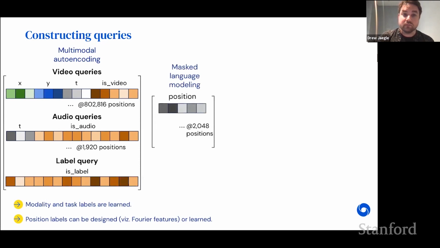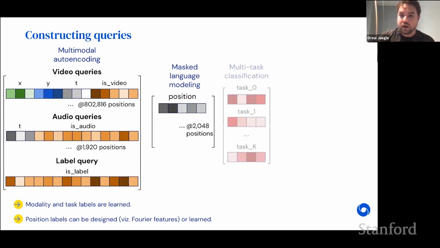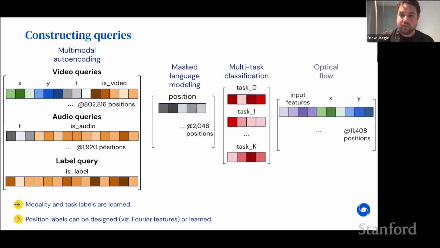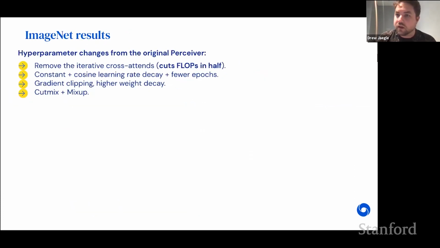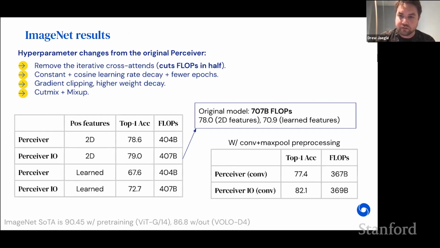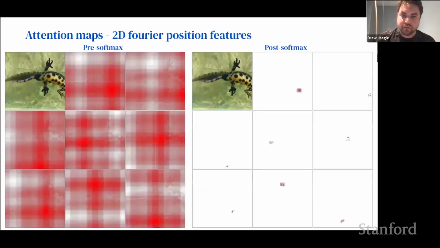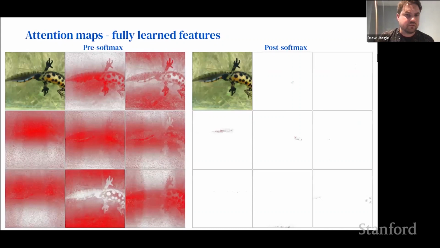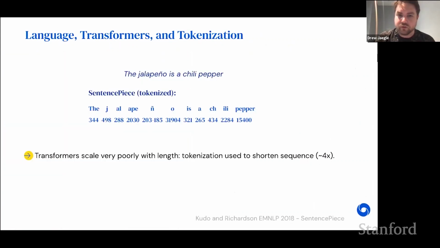But we can also do masked language modeling by conditioning on the position in a sequence. We can do multitask classification by having an index that gives which task you're querying from the network. And we can do things like optical flow by passing in input features as well as the positions. I'm just going to quickly skip through a couple of these. I can share these slides with you all afterwards to look through them. Some of these things are quite cool, but just quickly, I want to talk about language and then optical flow.